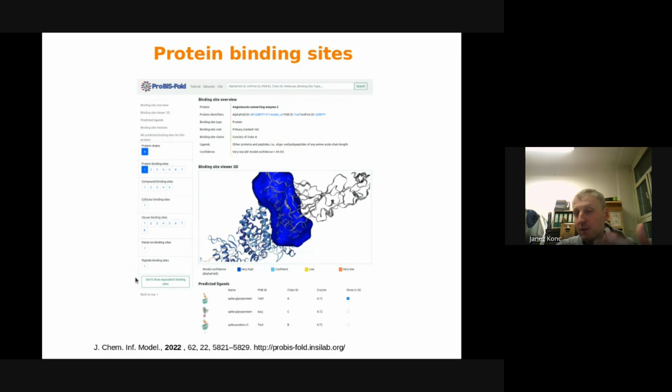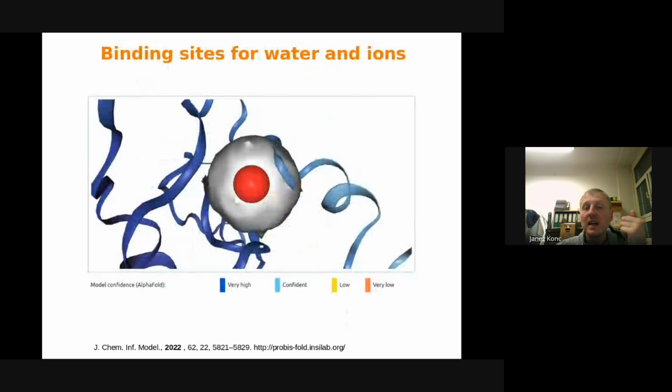We can also predict protein binding sites, and we can also predict binding sites for water molecules and ions. Water molecules especially are very interesting because some of the water molecules actually have important structural and functional roles within a protein. So they do not just randomly bind to a protein, they always bind to the same location on a protein structure. A water molecule just goes into the protein and just stays there, basically.